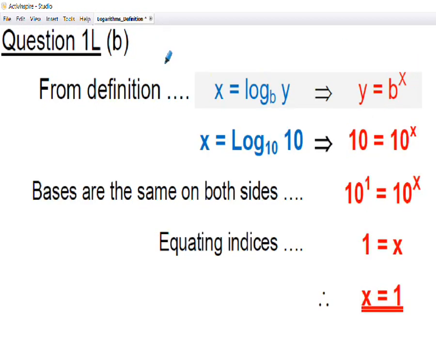Question 2L, I'm given that x is equal to log to the base 10 of 10. So on the left-hand side, my y in this case is 10. On the right-hand side, my base is 10, and that's raised to the power of x. We've obviously got the same bases on both sides. On the left-hand side, that's really 10 to the 1. We don't write the 1s, but there's a 1 there. So when I equate the indices now, I get x is equal to 1 as my solution.